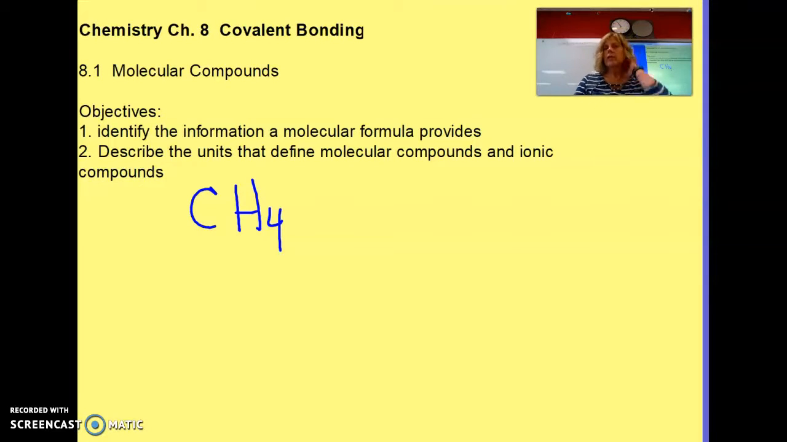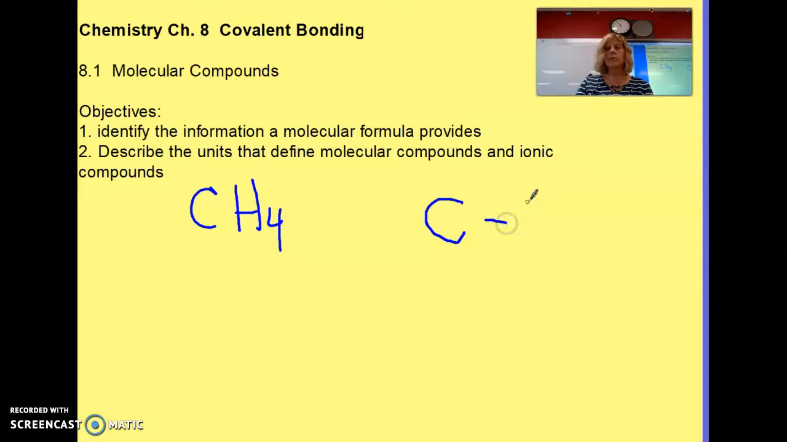The objectives in this section are to identify the information that we actually can get from a molecular formula, and also to describe units that define molecular compounds and ionic compounds. So we are going to do a little bit of how you tell the difference between the two. But when I see something like this, it tells me that I have one carbon atom, and there are 4 hydrogen atoms.